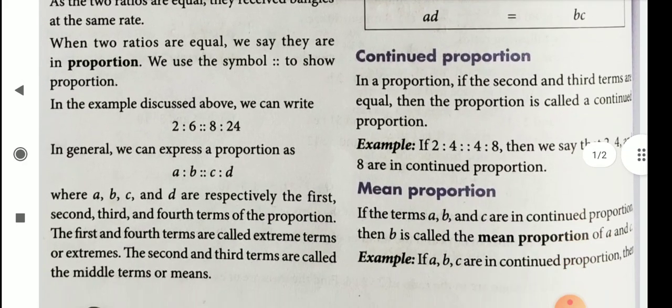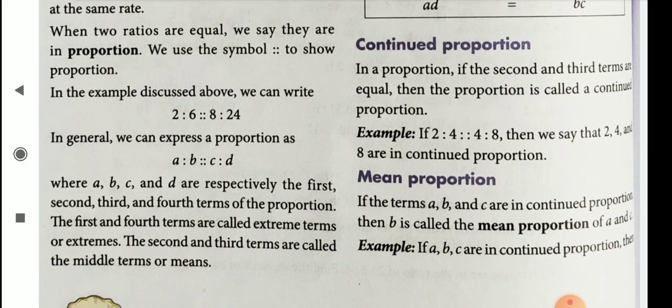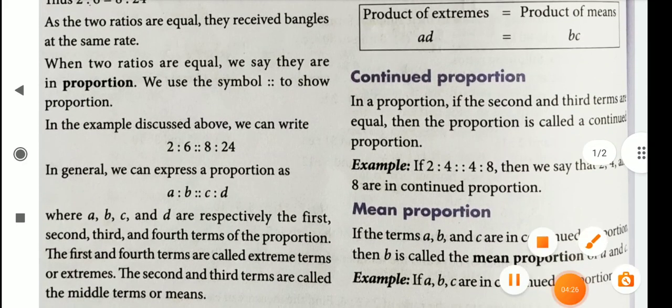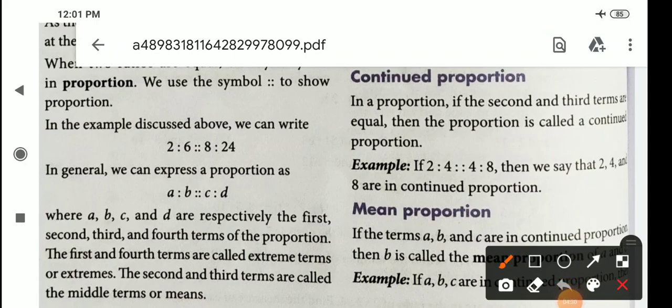Then continued proportion. In a proportion, if the second and third terms are equal, then the proportion is called a continued proportion. So here, children, you mark this one, what is written: in a proportion, if the second and third terms are equal. Okay, means here, children, this is first, second, third, fourth term. Here second and third terms are, children, equal. So it is known as continued proportion. Okay. So this proportion is continued.